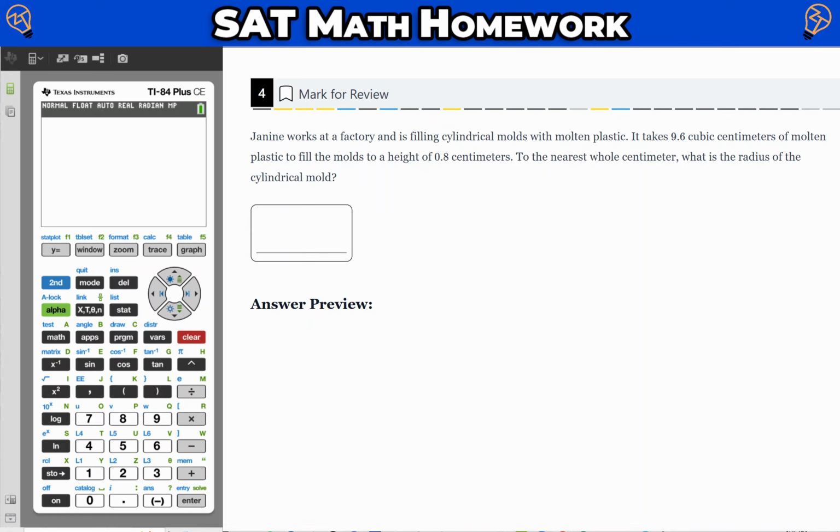So let's go ahead and write out that formula, and we'll plug in everything we know so we can find the missing value. We can see 9.6 cubic centimeters, or centimeters cubed, which whenever it's to the third power, cubed, we know that we're dealing with volume, so we can replace the V with 9.6. Pi is a constant, so we'll rewrite it. And the height is 0.8.